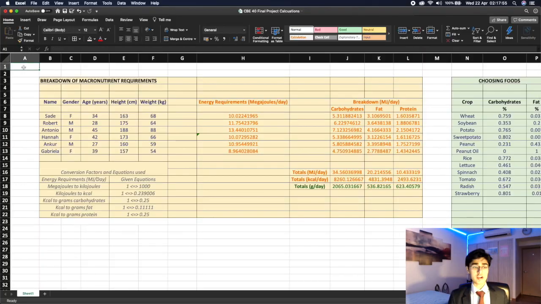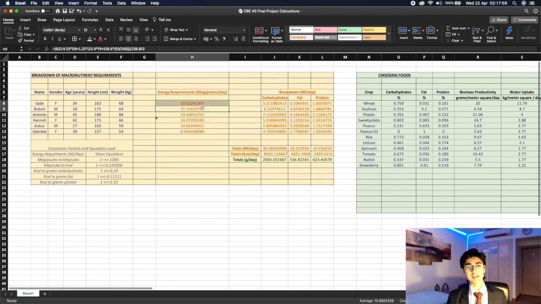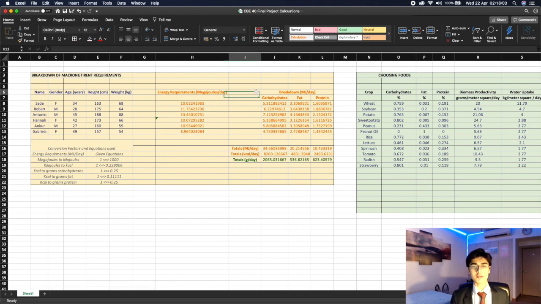First, we'll walk through the crop choices, then move on to the water balance, and then the energy balance, and finally, the PFD. To start out, I made a table with the provided information about the astronauts, then calculated the energy requirements through these equations with the given data, broke it down to the percentages of macronutrients and calculated the total grams per day using these conversions.